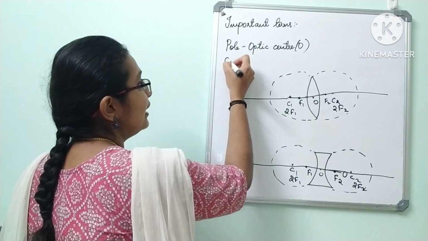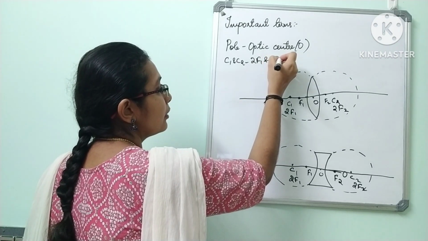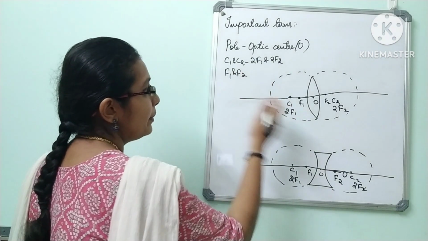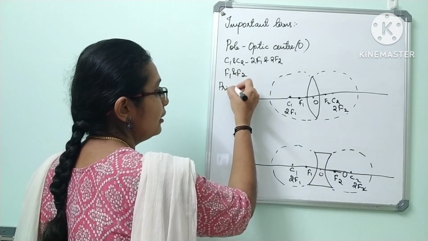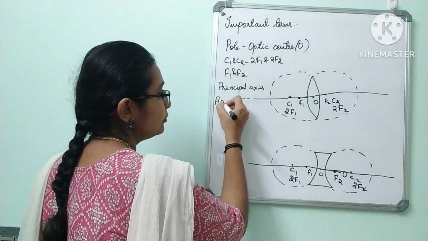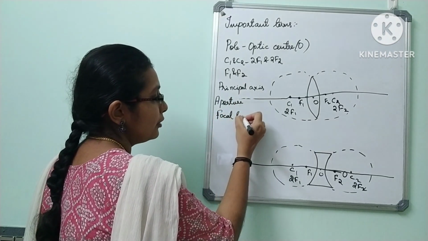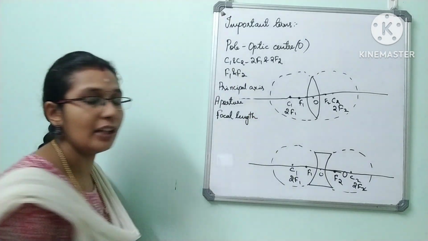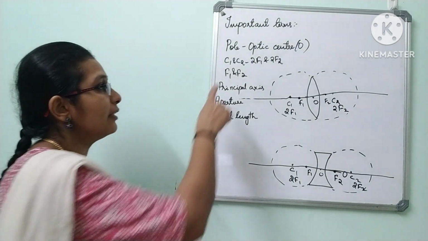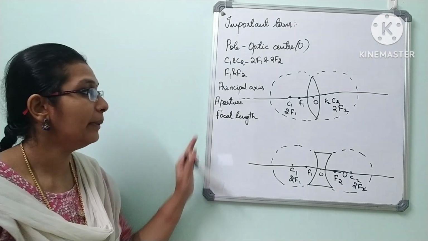So instead of C1 and C2, we have 2F1 and 2F2. And we do have two focal lengths, F1 and F2. Then principal axis is the same as that of a mirror. Then we have aperture. Then focal length. Clear? So these are quite similar to that of a mirror except the terms. Instead of pole we have optic center here, and instead of C1 and C2 we replace them by 2F1 and 2F2. Remaining all are the same.